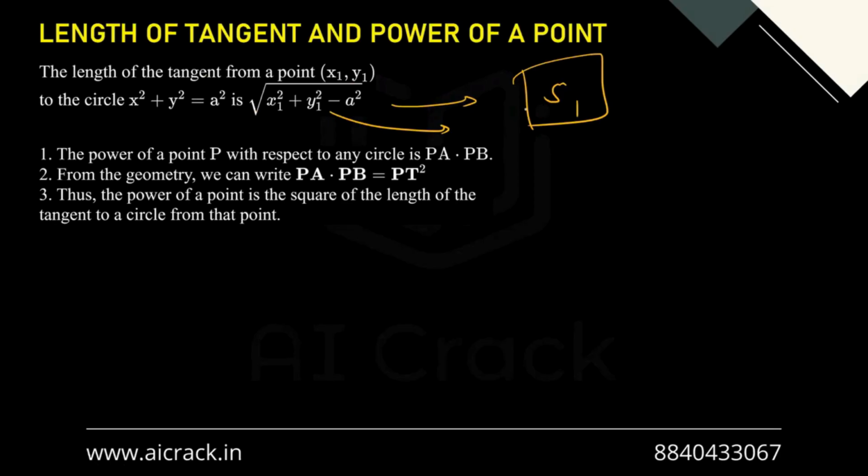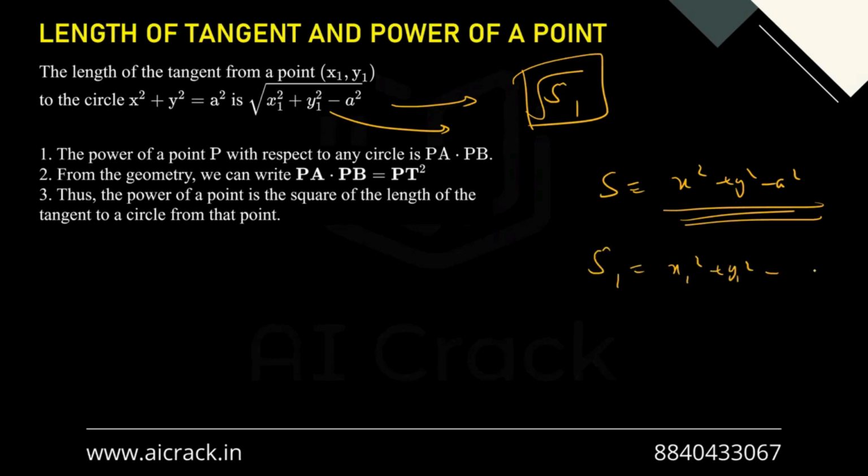Now we talked about S1 actually for position of a point. So basically the S expression is x square plus y square minus a square, right? This is our S expression. And if I put the point in this particular expression, I'll get x1 square plus y1 square minus a square. So under root, if we do the under root S1, we'll actually get the length of tangent.